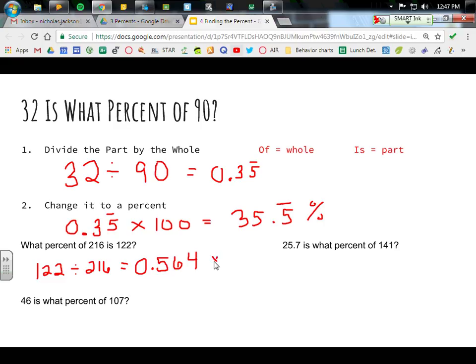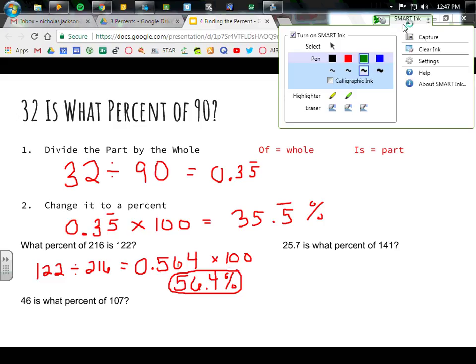So then we'll multiply that by 100, and we will get 56 and 4/10%. I'm going to go ahead and circle my answer to differentiate. Since we have so much information running together, I'm going to switch colors.